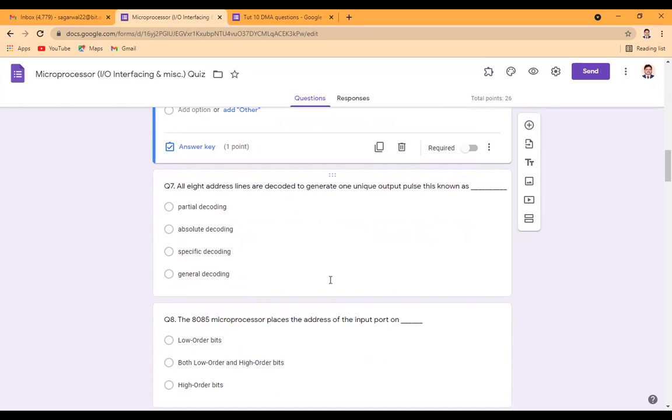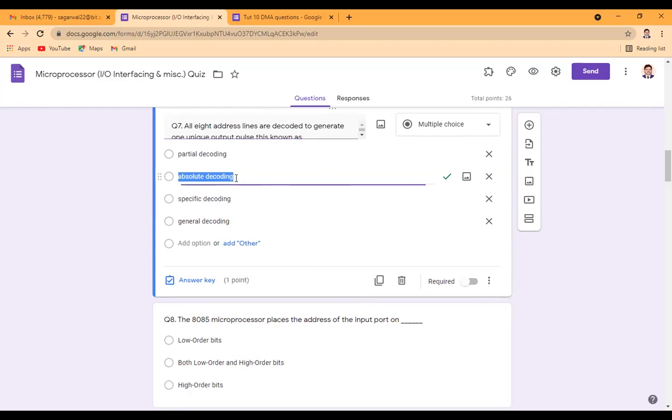All 8 address lines are decoded to generate one unique output pulse, and that is known as absolute decoding, because absolute decoding uses all the address lines for the decoding purpose. In partial decoding, only a few of the address lines are used, but in absolute decoding, all the address lines are used.